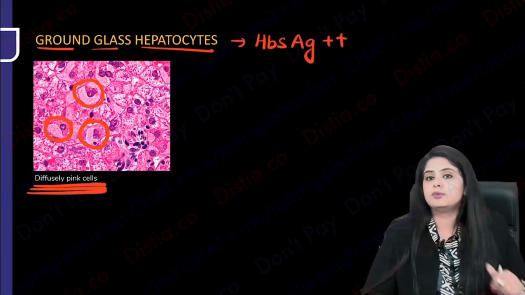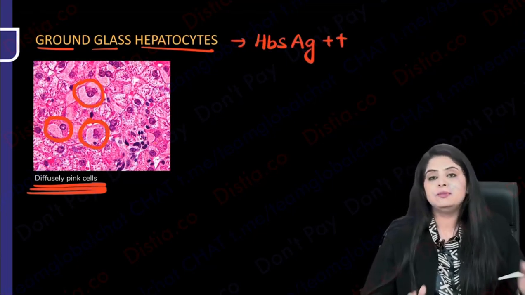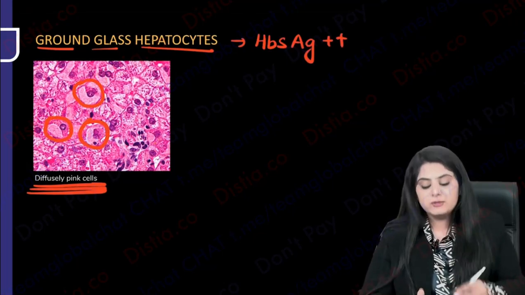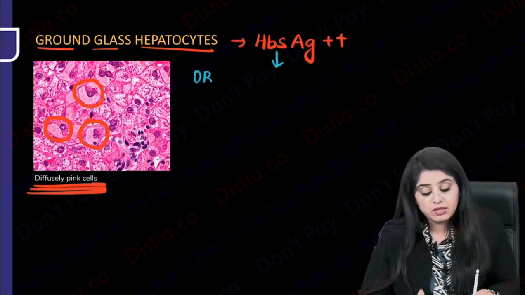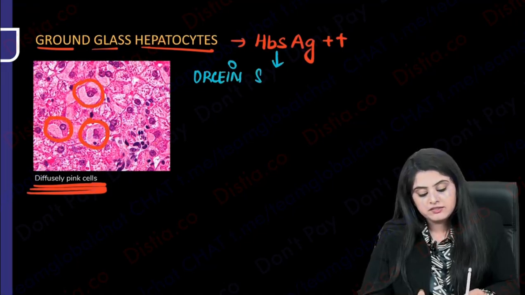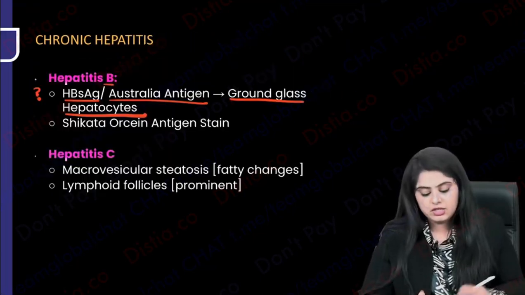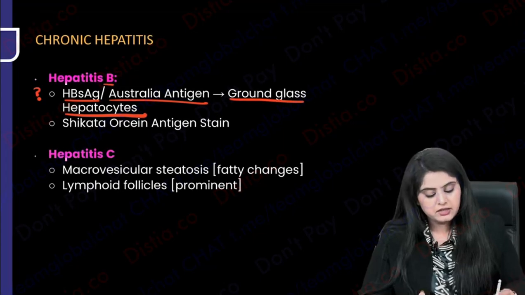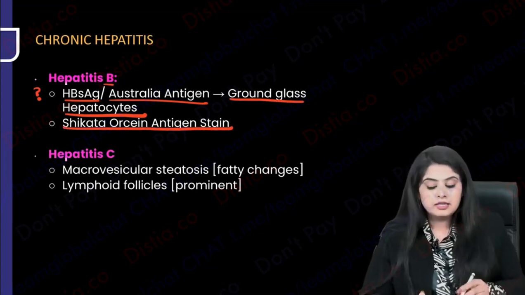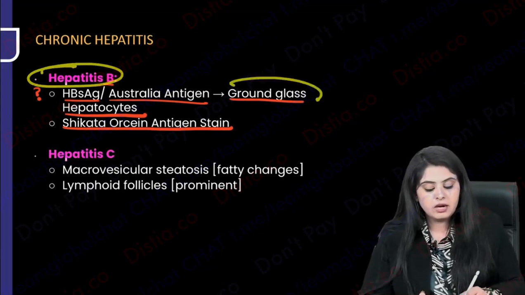You say, ma'am, I don't trust you. Everything looks pink. Now this also is pink. Prove it. In pathology everything is pink. What is the stain that you can use? We have something called the Orcein-Shikata stain. Hepatitis B surface antigen shows Orcein-Shikata stain positivity. Very important. That is what you have for hepatitis B, ground glass hepatocytes.